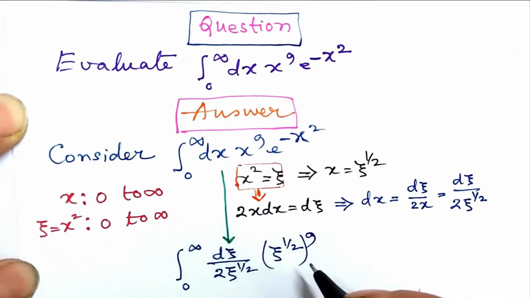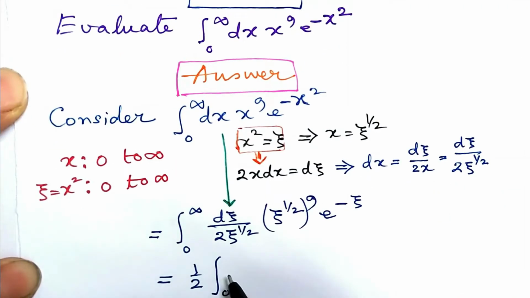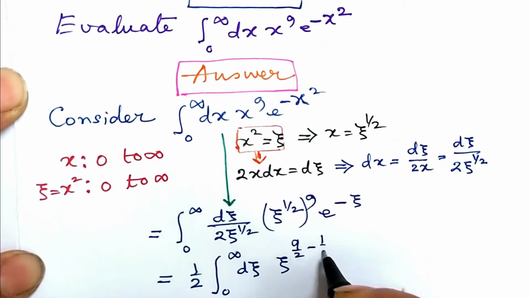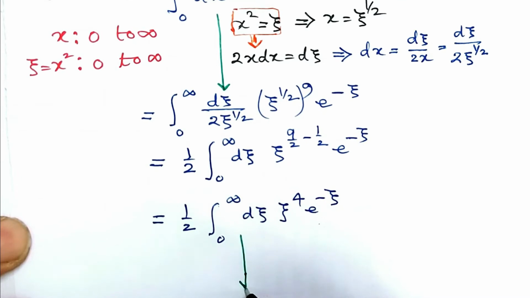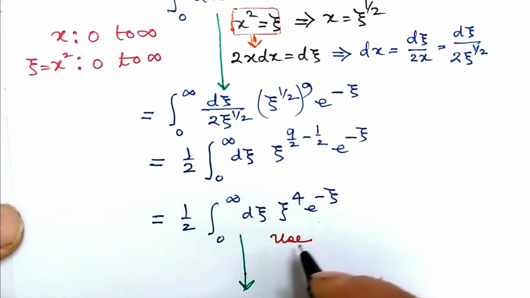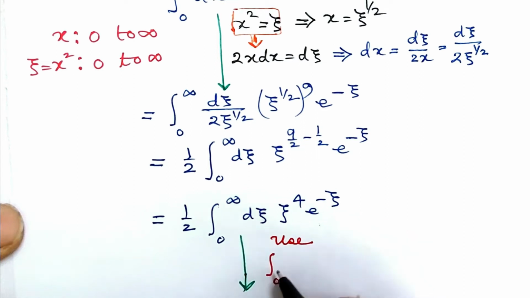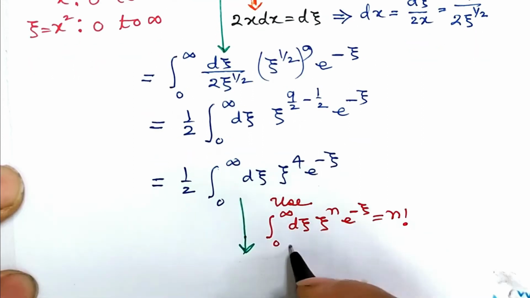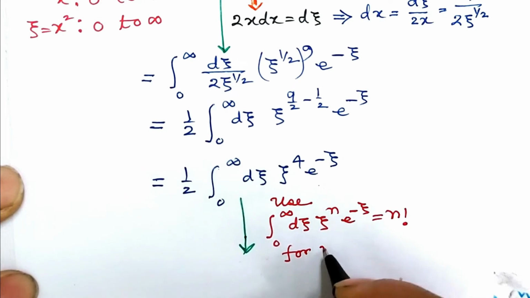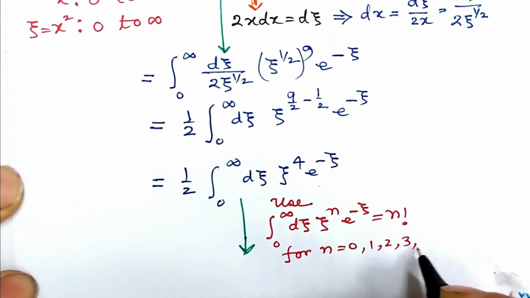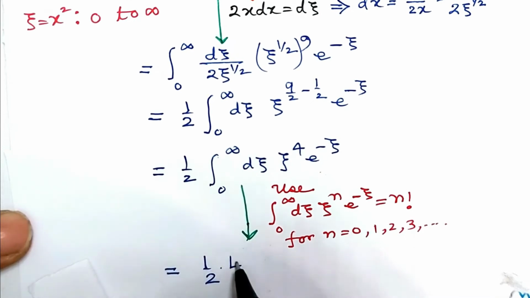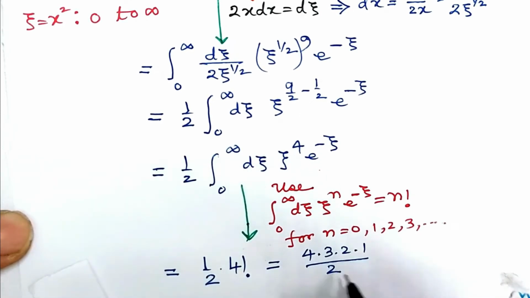So the integration is now an integration over the variable xi. That simplifies to. Let us use the standard integration that we would deal with in a future video, the result of which is factorial n, and this holds for n equal to 0, 1, 2, 3, etc. That is for positive integers. With this we have the answer to be 12.